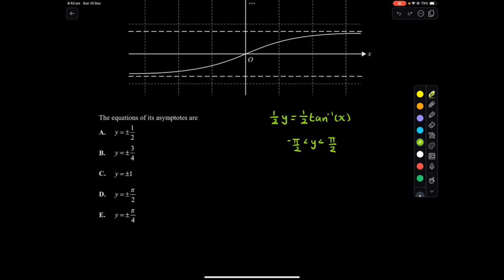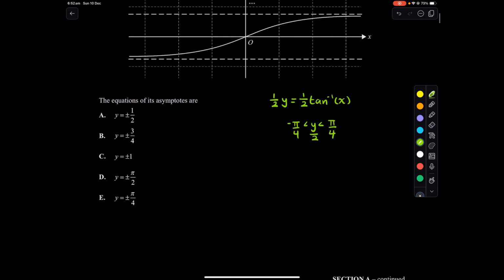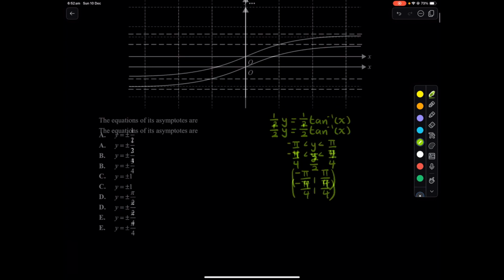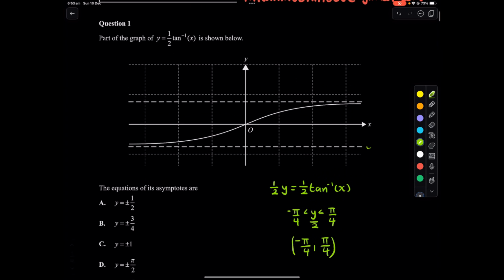So if I multiply all those values by a half, this becomes negative pi over 4, and this over here becomes pi over 4. Hence, what is your range? Well, your range is going to be from negative pi over 4 to pi over 4. Nice and easy. And you want to write those down. So y equals negative pi over 4 would be here, and y equals pi over 4.